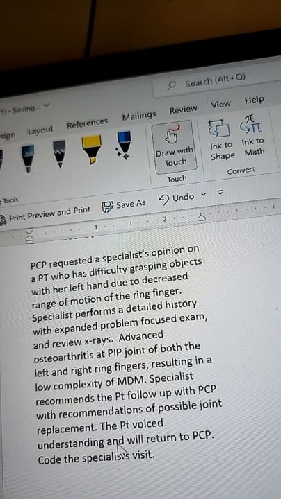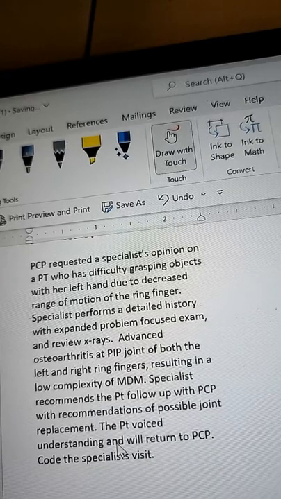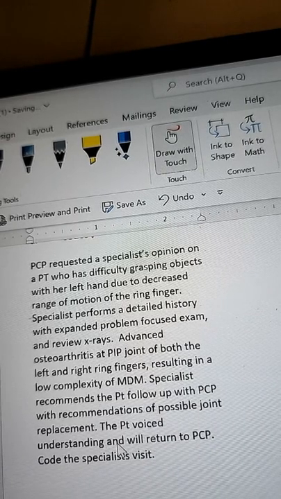The UPD next to a code indicates the code is unacceptable for principal diagnosis.